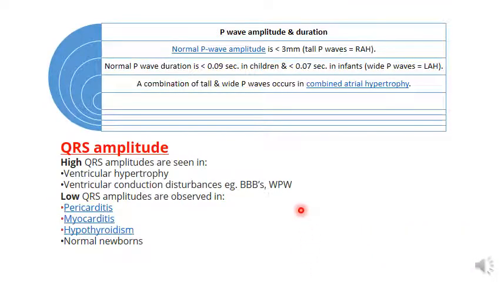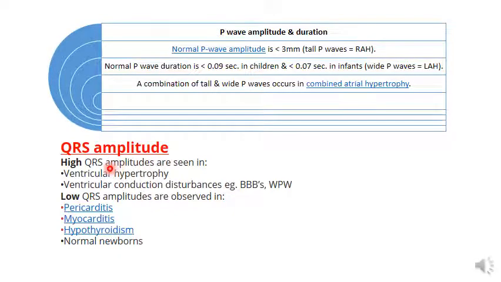Here, the P wave amplitude and duration. Normal P wave is less than 3 millimeters tall. Tall, we find it in right atrial hypertrophy. M-shaped wave, you see it in left atrial hypertrophy. So a combination of tall and wide P wave occurs in combined atrial hypertrophy. Wide and M-shaped is left atrial; a peaked P wave of more than 3 millimeters you see in right atrial hypertrophy.